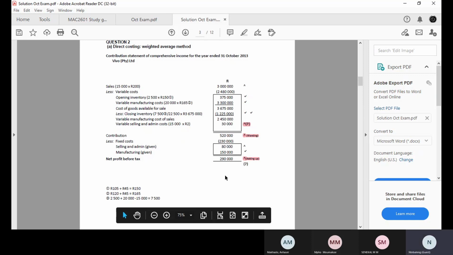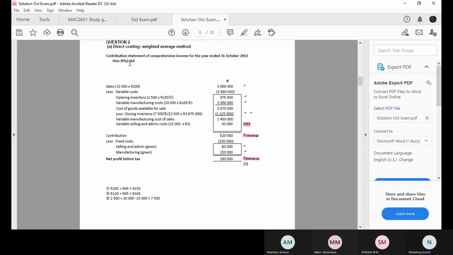I think it was straightforward. How did you guys find this particular one before we go to absorption? Well, after seeing the solution, it's not even as tricky as we thought. It's straightforward. NB, guys, learn how to treat this one.